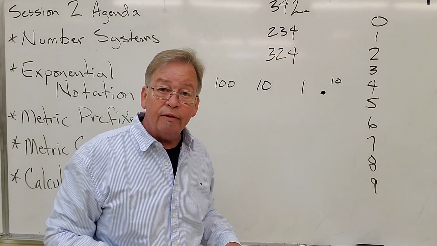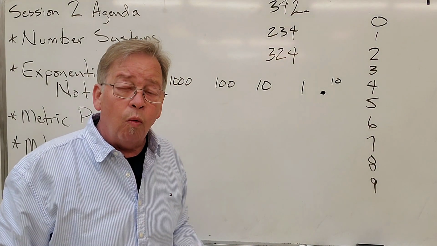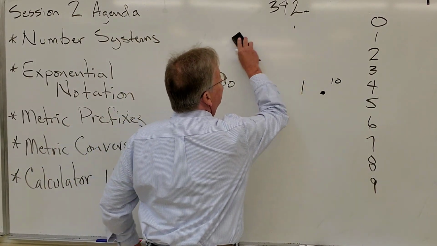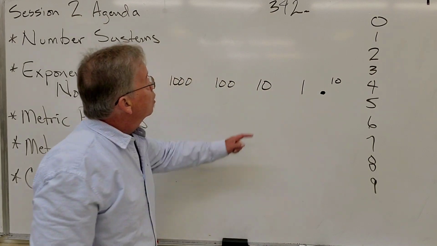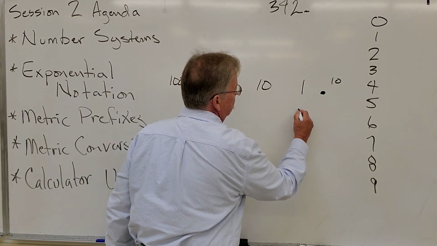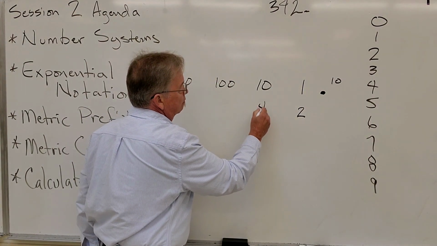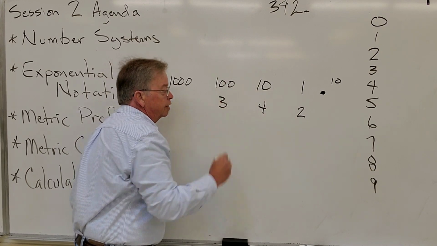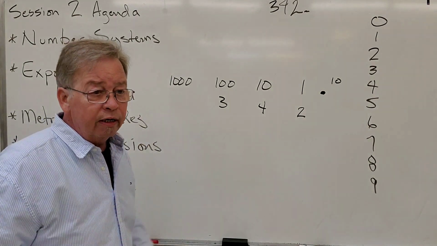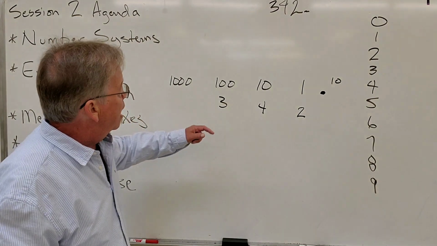Now we're talking about that 342. So how does that all work? Well, if we look at the original 342, we see the 2 falls in the ones column, and then the 4 falls in the tens column, and then the 3 falls in the hundreds column. Now we do this without even thinking about it, but we need to be reminded how it works.